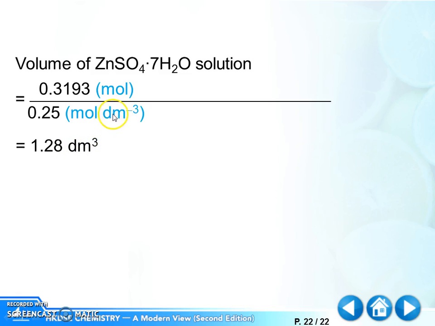If you use cm cube, that is 250 mole per cm cube, then you will find the same answer, which is 1280 cm cube, right? Which is the same. So always write down the unit when you are calculating, then you will be able to double check whether you have the correct calculation.